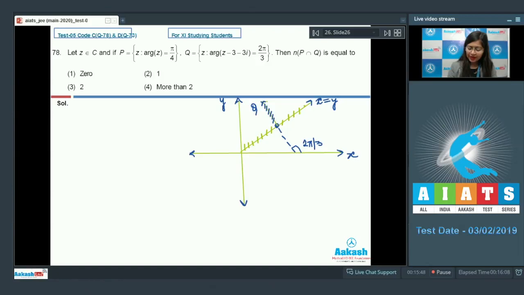Now, if we see that in the intersection, we do not have even one point, right? So the number of elements in P intersection Q is 0. That is, the correct answer is option number 1.